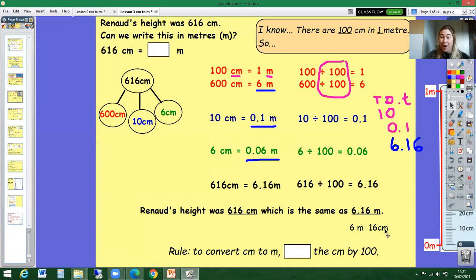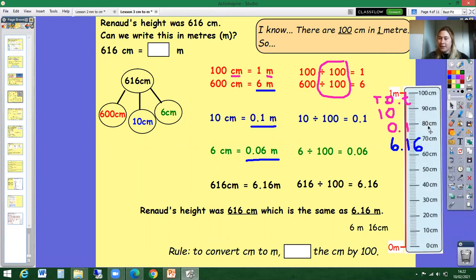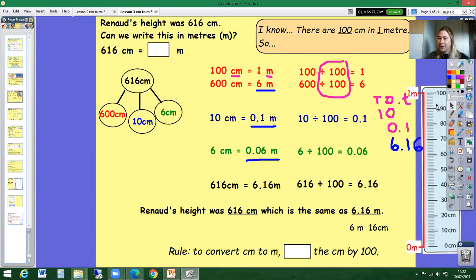Okay, so now we can think about a rule, guys. To convert centimeters to meters, as we've been doing, what would I need to do? Would I need to multiply the centimeters by 100 or divide the centimeters by 100? Remember, we're going from centimeters, which are bigger numbers, to meters, which are our smaller numbers, but they're the same value, aren't they? Pause the video and have a think.